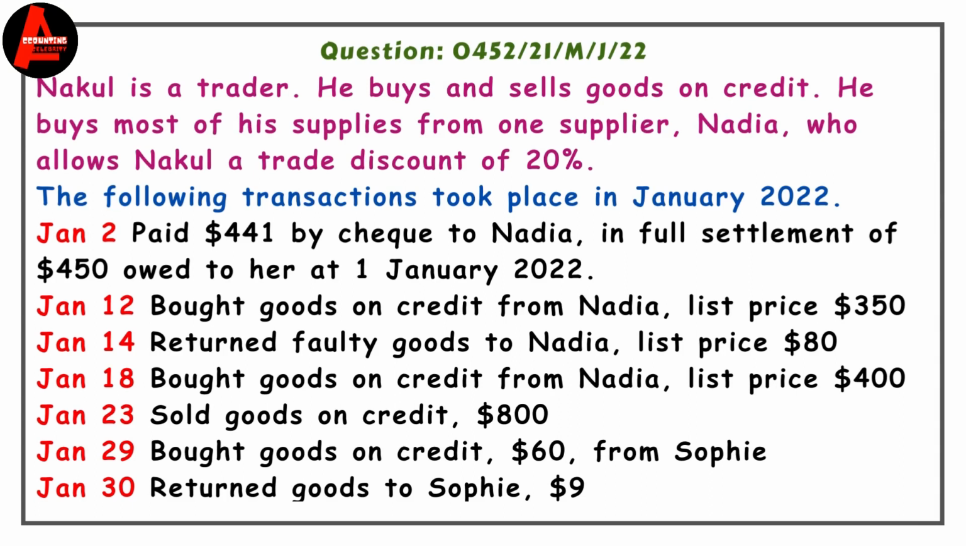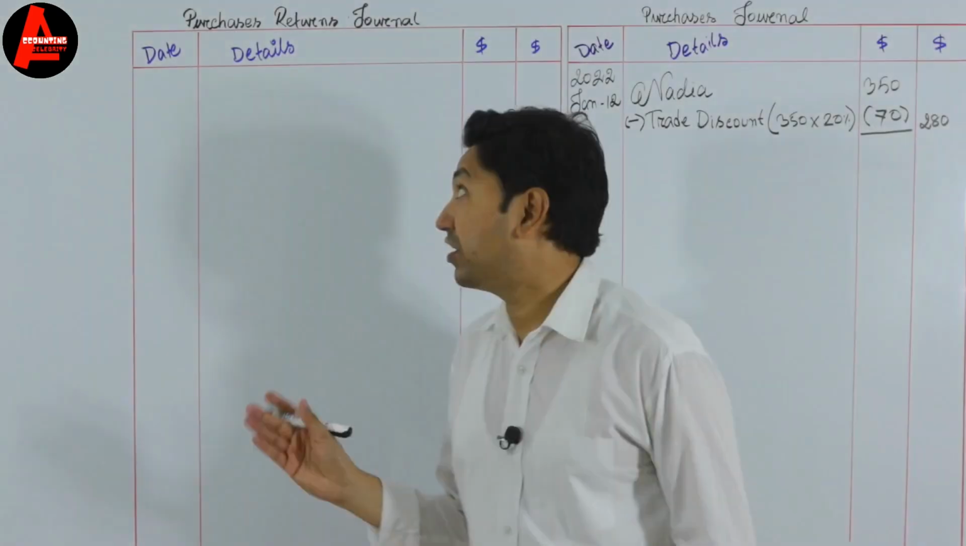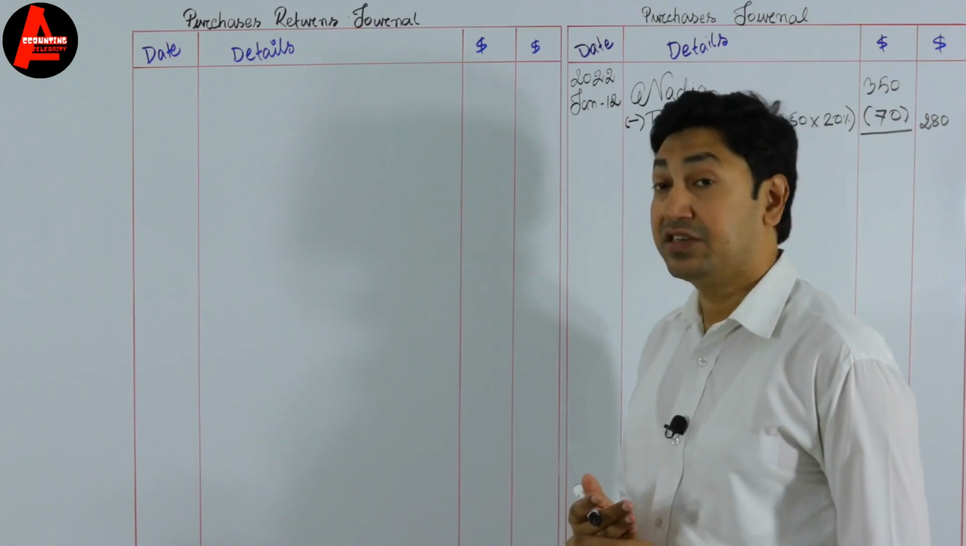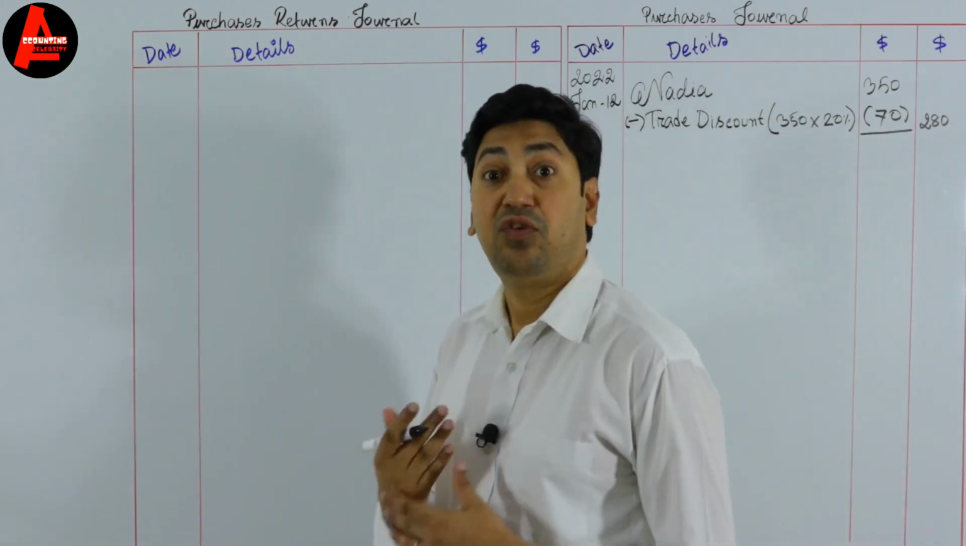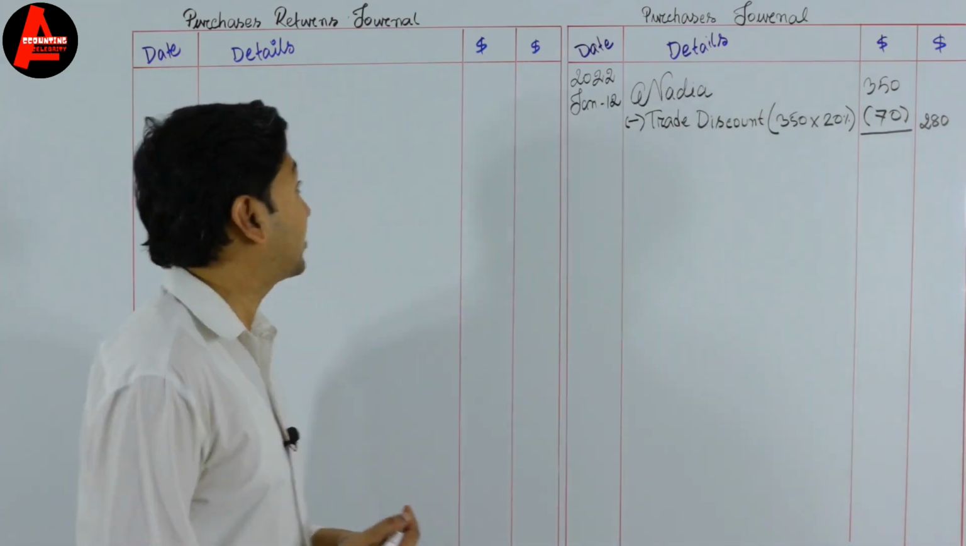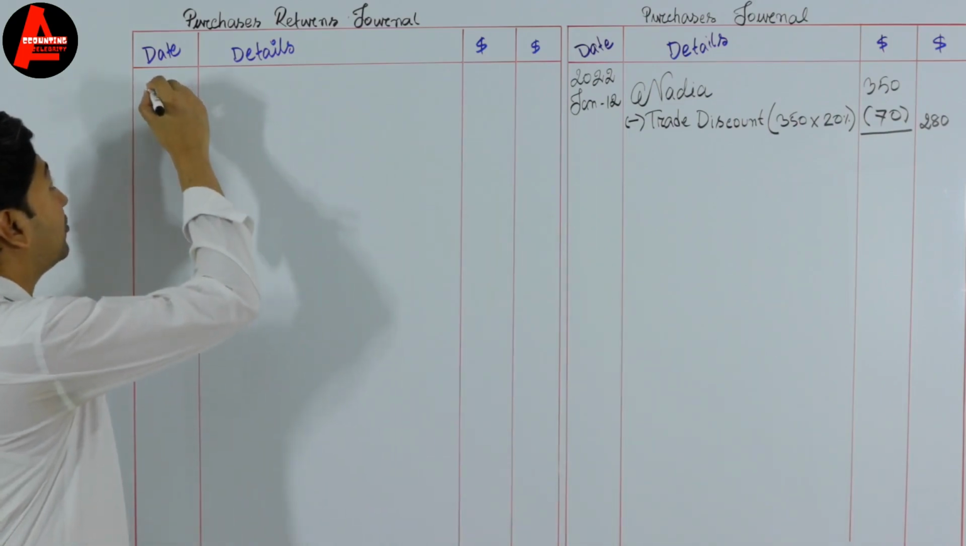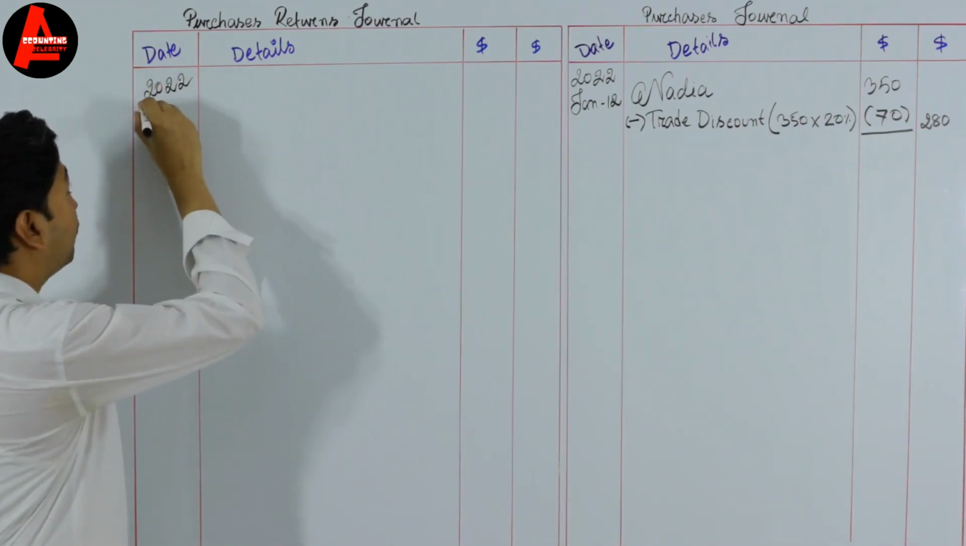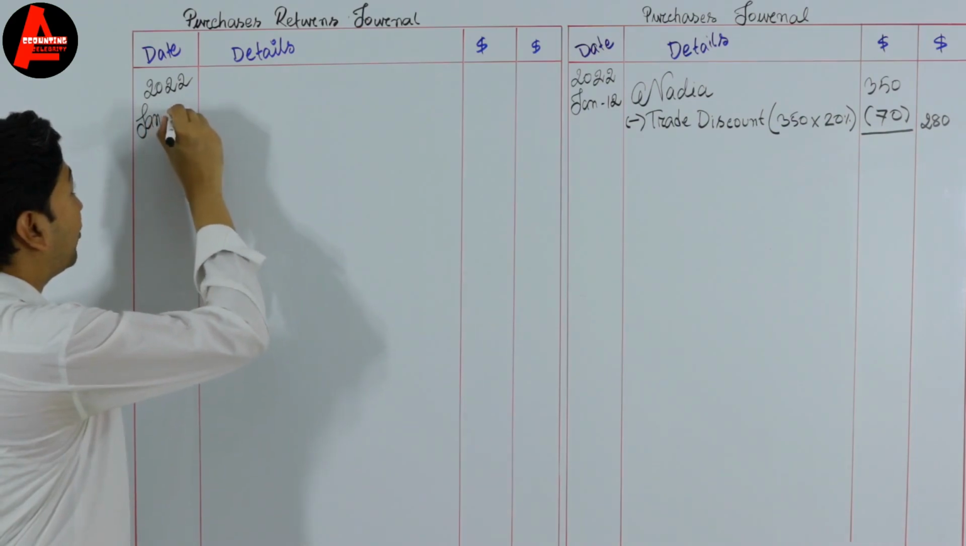Okay, so next transaction is January 14. Returned faulty goods to Nadia. List price is $80. Okay, we will record here on the purchase returns journal. Okay, so what to do? We need to write the date first. Okay, date is 2022 and we will write here January 14.